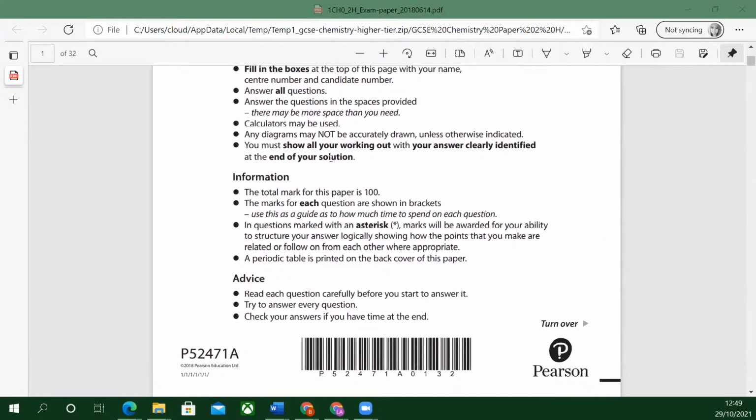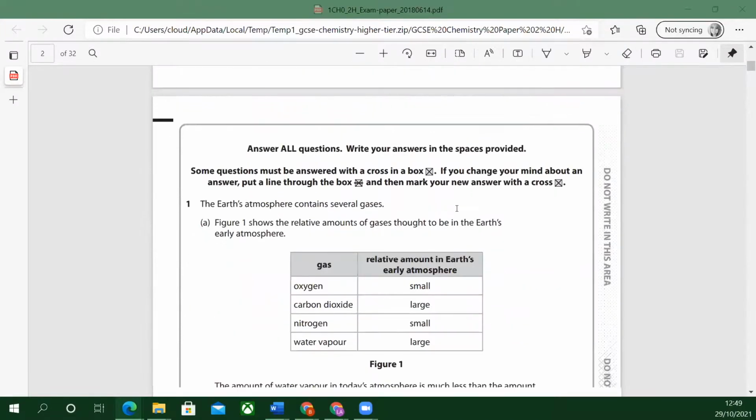Okay, so total mark for this paper is 100. Answer all the questions. So even if you think you might not know, always have a go, because they don't take any marks off for a wrong answer. You can only gain marks, or if you don't write anything, you cannot get any marks. So always just have a go, because there might be something you can gain some marks for. Okay, let's start.